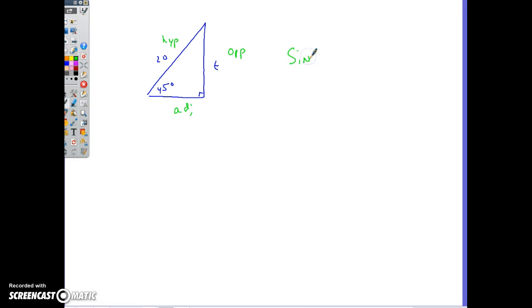And what's the value of the angle? 45 degrees. It's equal to, what's the opposite? T. Over the hypotenuse, 20.